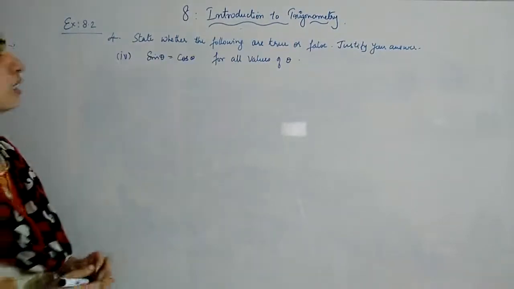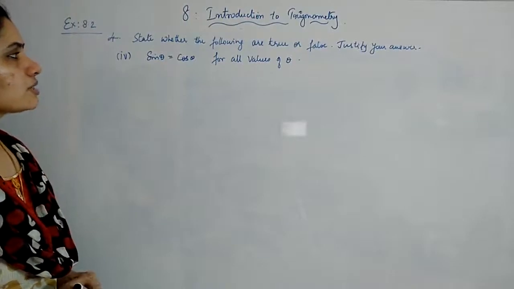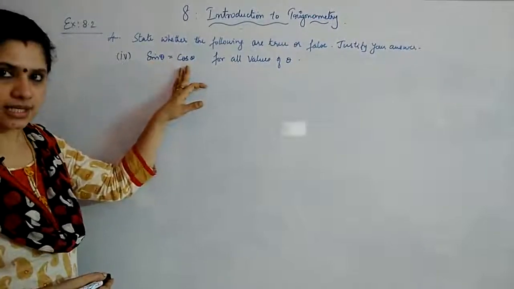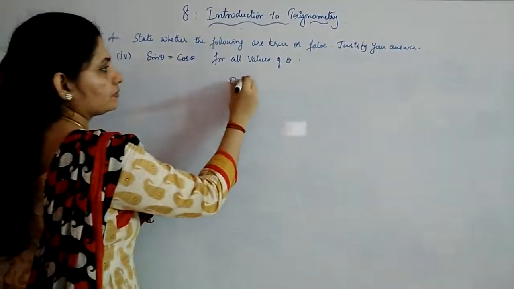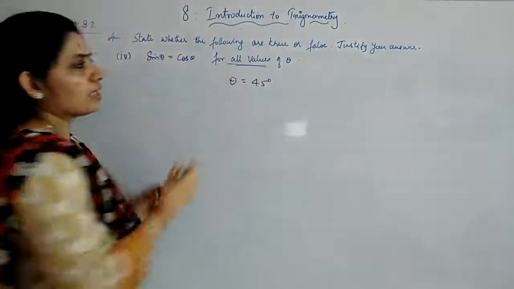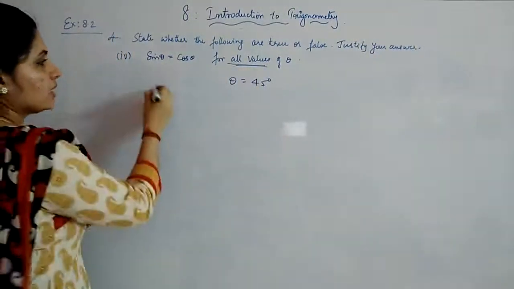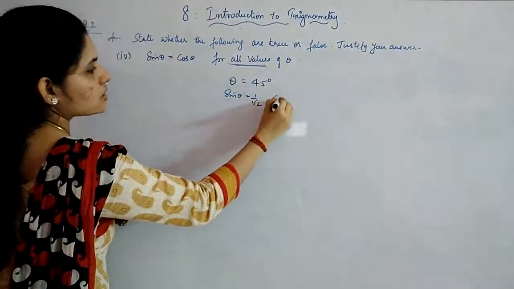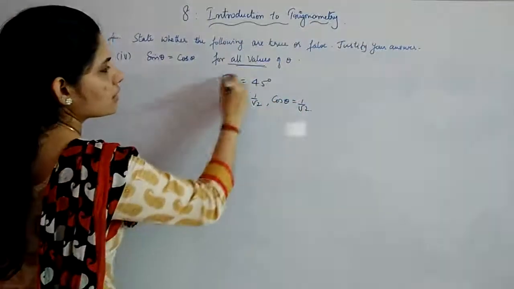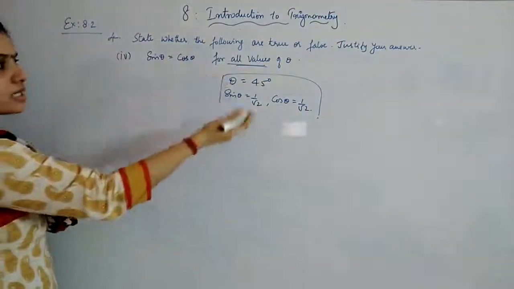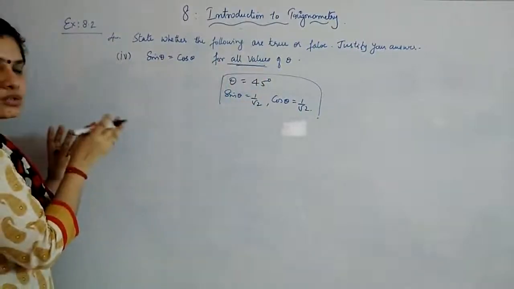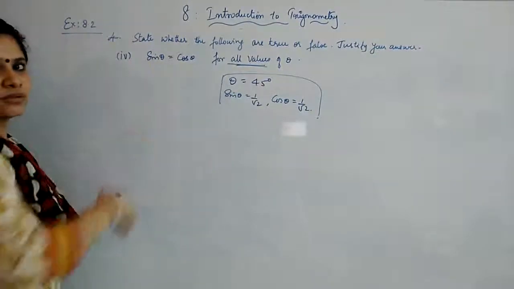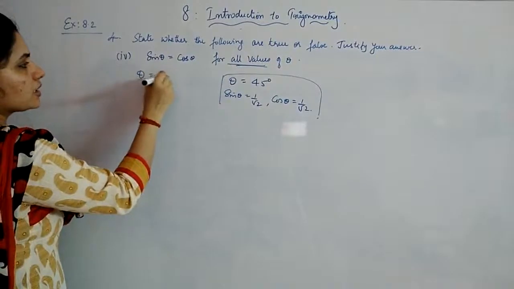Okay. Subdivision 4 is sin theta equal to cos theta for all values of theta. We know that the sin value and cos value are same when theta is 45. But that doesn't mean that it is true for all values, because if I am taking theta equal to 45, it is okay, sin theta is equal to 1 by root 2 and cos theta is also equal to 1 by root 2. So there they are equal. But that is only an exception case, because for all values means it should be proven for all the values. Even if you are getting one value which is not giving you the condition, then you will say that it is a false statement.